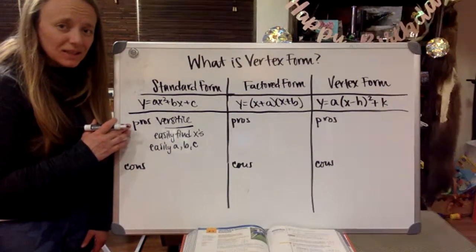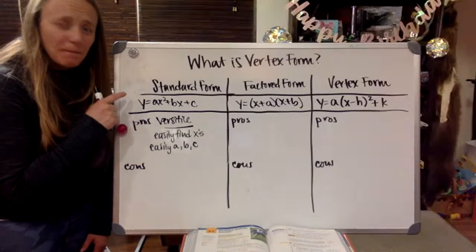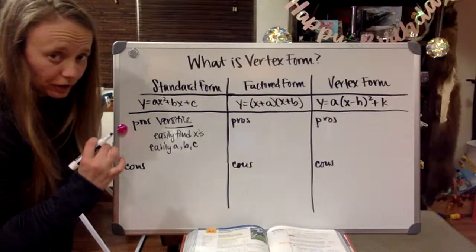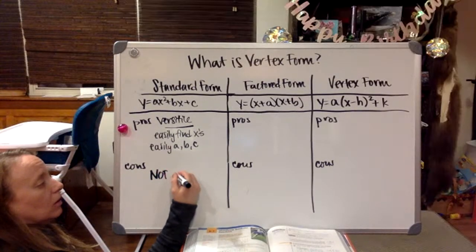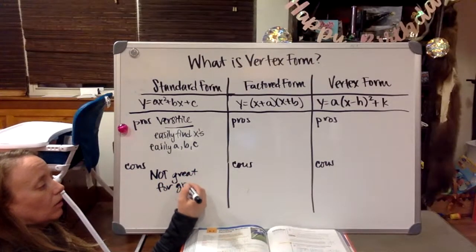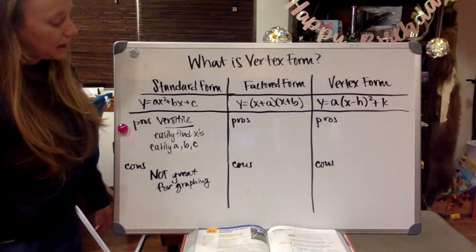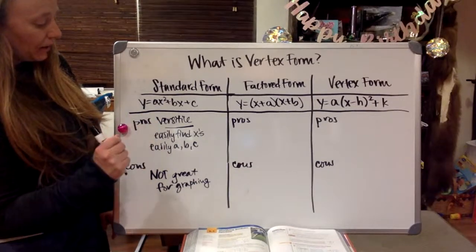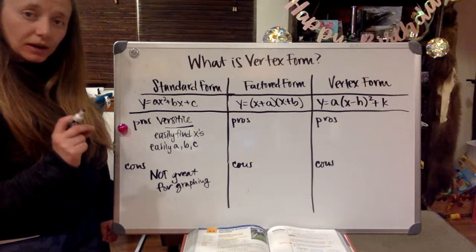Some cons to this, and we've already practiced it, this is like a bear to deal with when we're trying to graph. It is not good for graphing at all. It's a total pain. It's not fun at all when we want to graph. So pros: it's versatile, it's easy to find our x's, and we can easily find a, b, and c for the quadratic equation. Cons: it's bad for graphing.